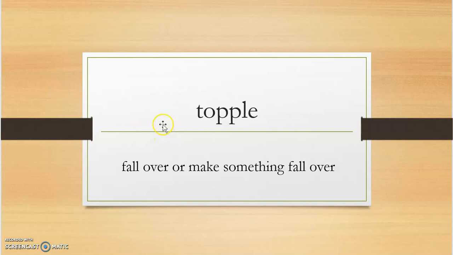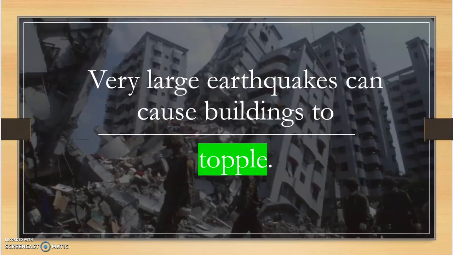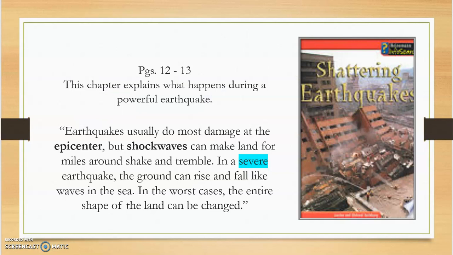I know that many of you said, well, topple would mean that it can fall over or cause something to fall over. So we know that topple and fall are both synonyms. Very large earthquakes can cause buildings to topple, as you can see here in the photograph. I want you to think, what might cause a tree to topple? Think to yourself for a moment. Right. I've had students in the past who looked at this example and they said, well, I know that if there's a really bad storm or even a lightning strike, it can cause a tree to topple. Good job. The last word we want to talk about today is the word severe.